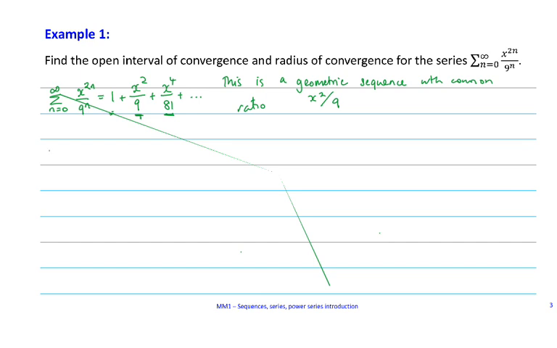Now, it converges when our common ratio is less than 1. So that means we have x squared over 9 is less than 1. x squared is less than 9. Which goes to minus 3 is less than x, which is less than 3.